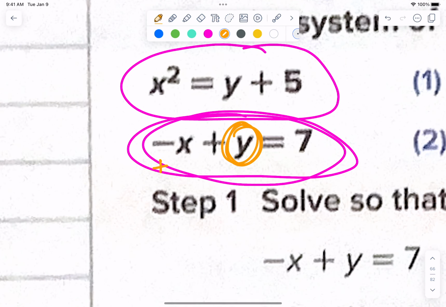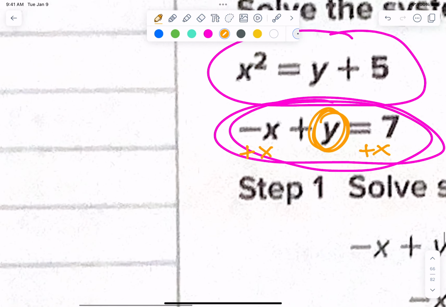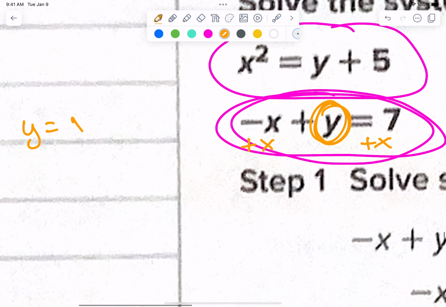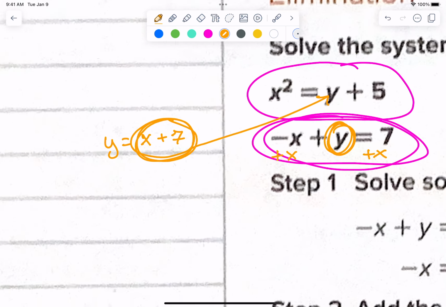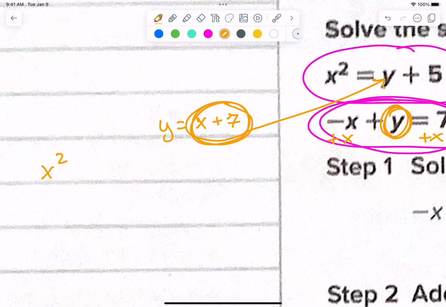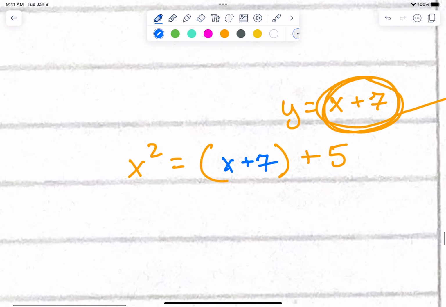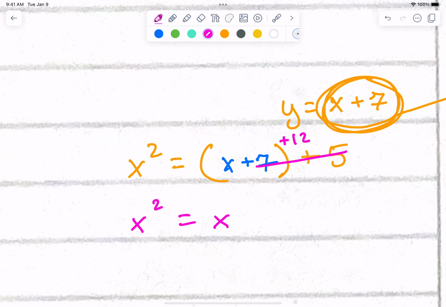Okay, so I'm going to bump the x over. Let's add the x. Okay? So if I do that, then y is equal to x plus 7. Now I want to take this x plus 7 and put it where? Into the top y, right? So instead of x squared equals y plus 5, I'm going to make it x plus 7 plus 5. Do you see that? Yeah. Now the 7 and 5 make plus 12. All right? So I've got x squared equals x plus 12.